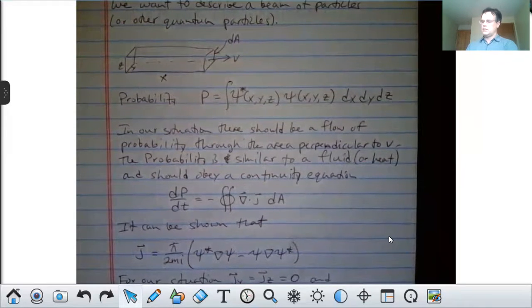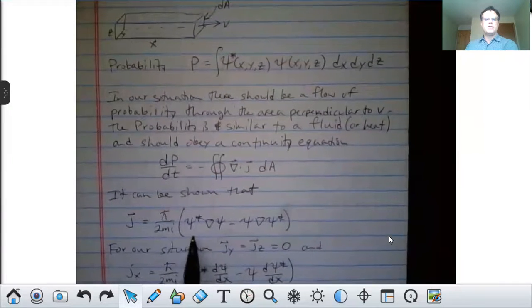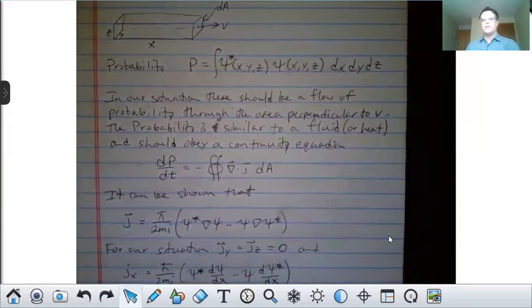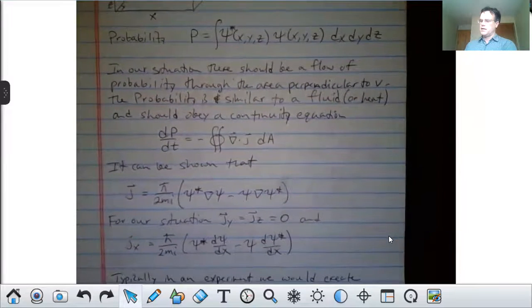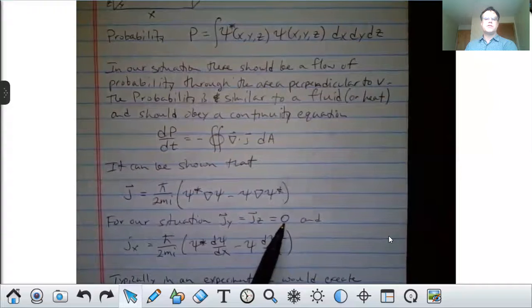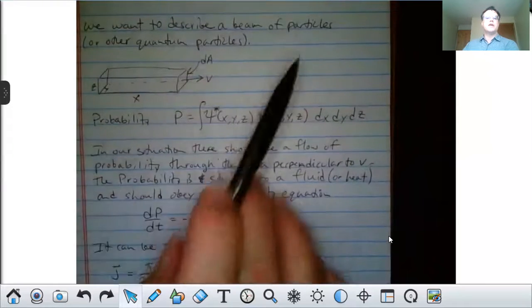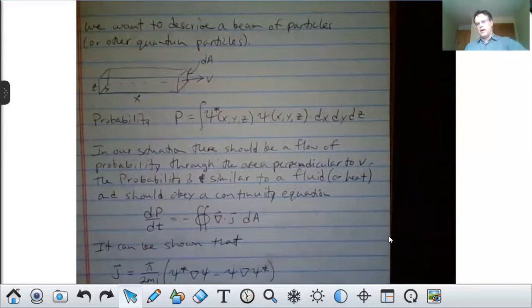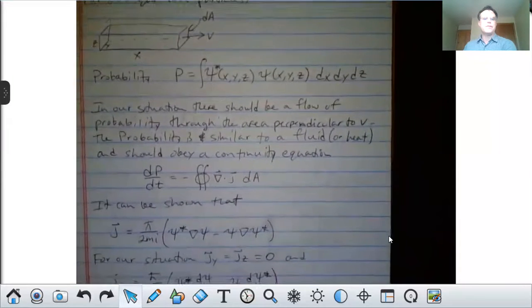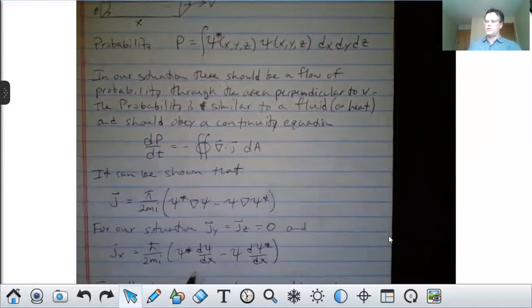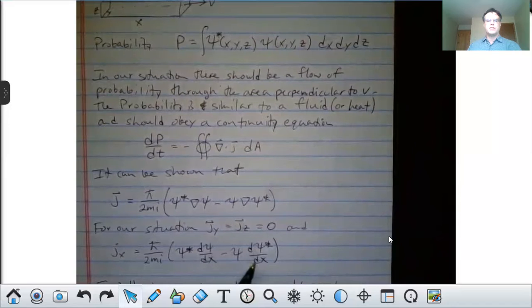But it can be shown that the probability current for quantum particles is given by this expression. And there's a gradient function in here, which we can get rid of, or just if we focus on one dimension, we notice that the current in the y and the z directions should be zero, right? Because we have a beam just going in the x direction. So there's no current going up or down or in or out of the page here. So in our situation, this gradient becomes just derivatives with respect to x.